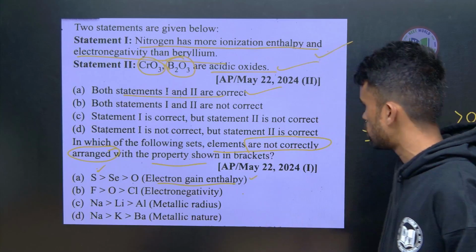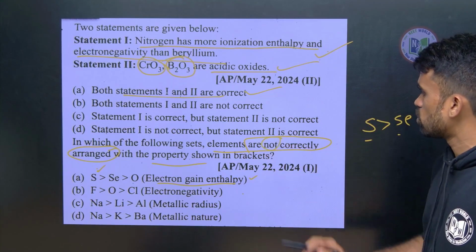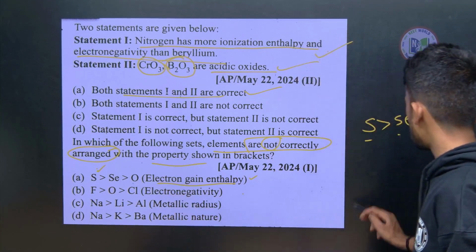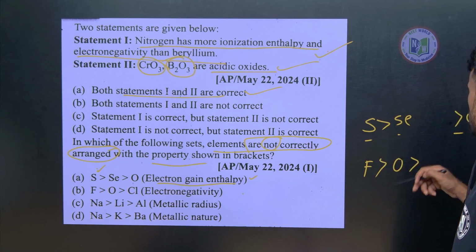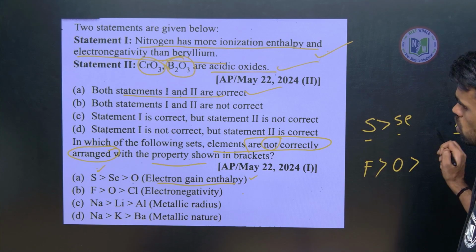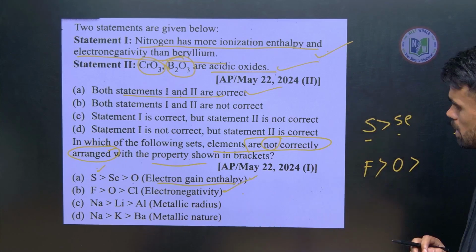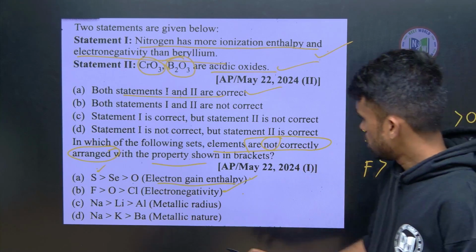Yes, this is correct only, but they are asking about the not correct one. Next, the highest electronegative element in the periodic table is fluorine, then oxygen, then nitrogen and chlorine. Yes, this is also correct. So the order is correct.